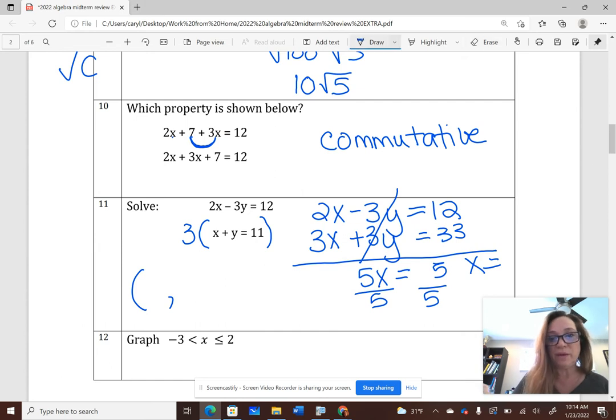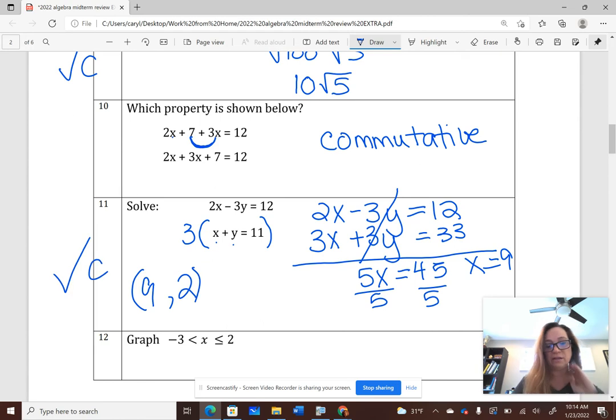Sometimes you don't always pick them up. You have to pick them up on your check. So that's 45, which gives me 9. Okay, so I'm going to go here, and 9 plus 2 is 11. And again, you can check this on your calculator.